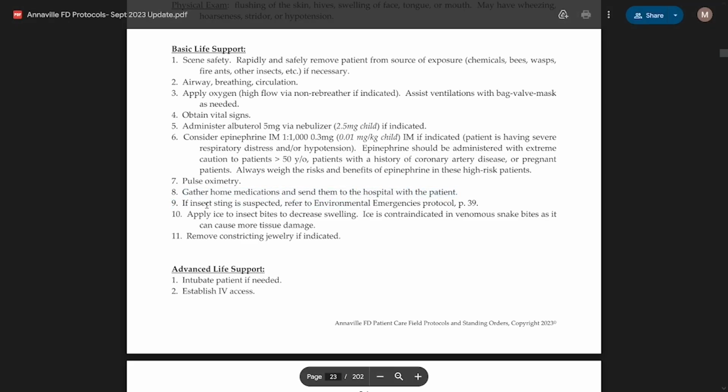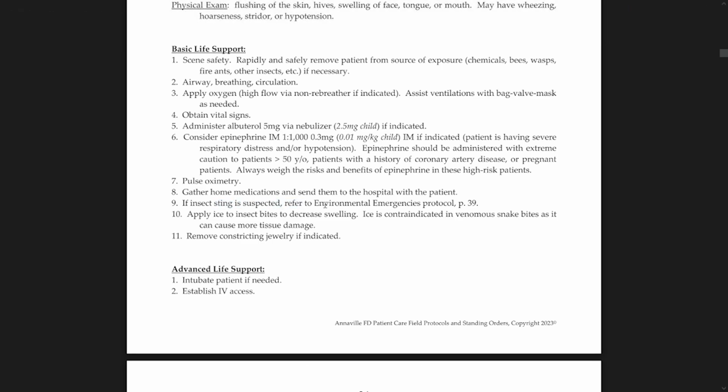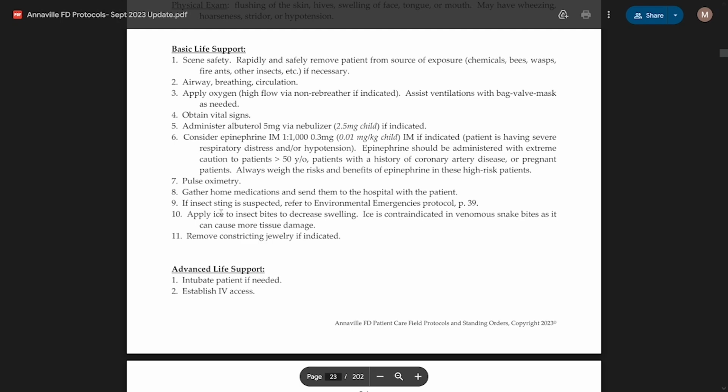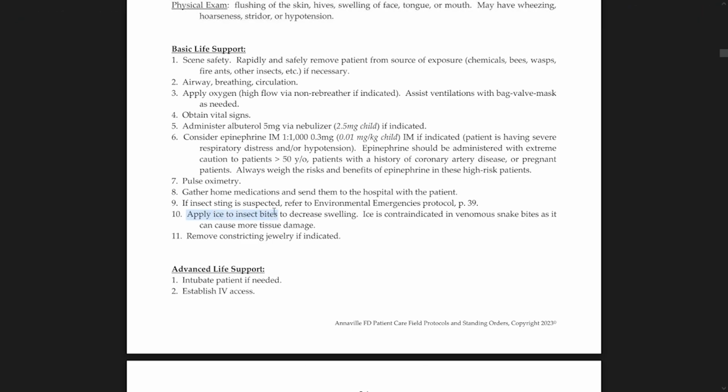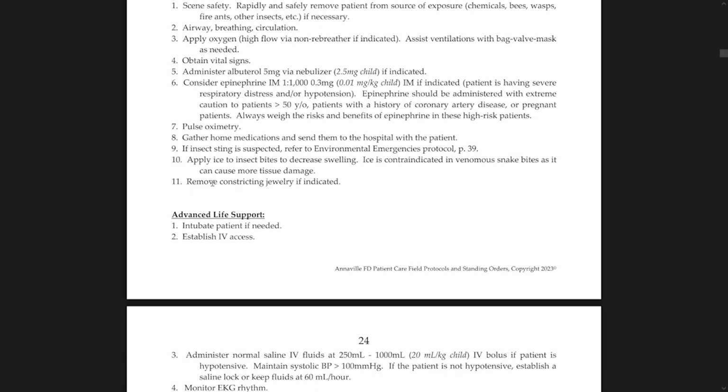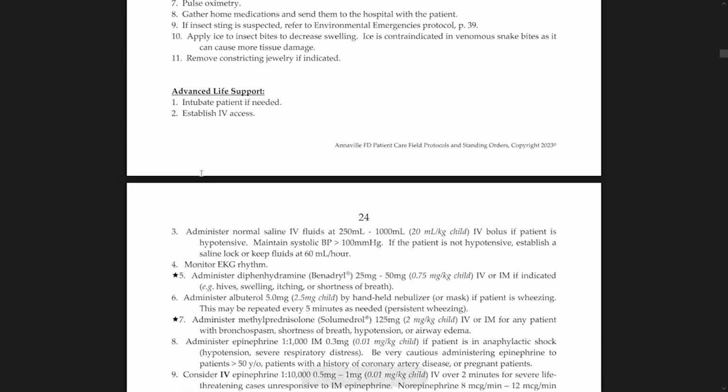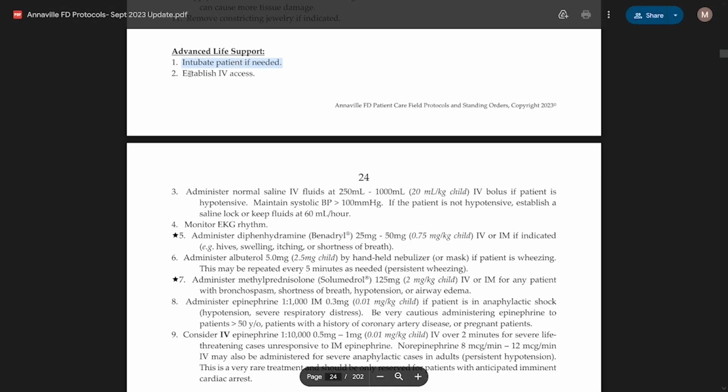If an insect sting is suspected, refer to environmental emergencies on page 39. Right now we're on page 23. Apply ice to insect bites to decrease swelling. Ice is contraindicated in venomous snake bites as it can cause more tissue damage. Remove constricting jewelry if indicated. For ALS, you want to intubate the patient if needed.